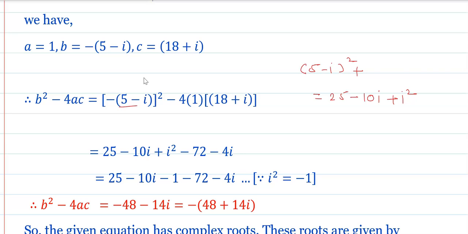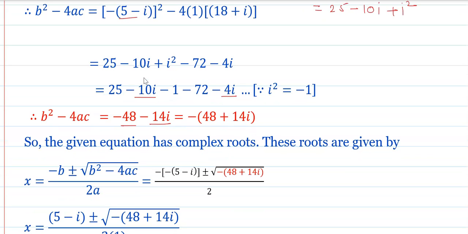i square means what? Minus 1. 25 minus 1. Okay, then you will get 24, 24 minus 72. You will get minus 48. And what about the i terms? Here minus 10i and here minus 4i. You will get minus 14i. Okay. पुन्हा नंतर नेक्स्ट मायनस साइन आपण इथे कॉमन काढलं. That is minus in bracket 48 plus 14i.